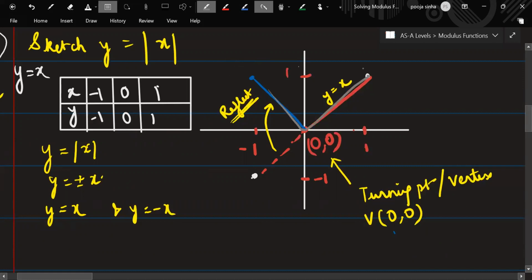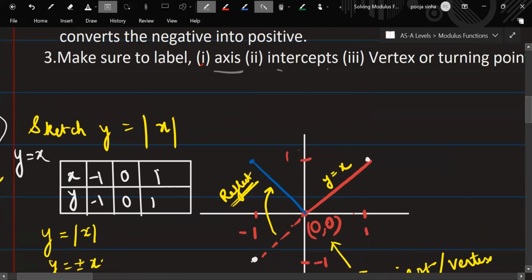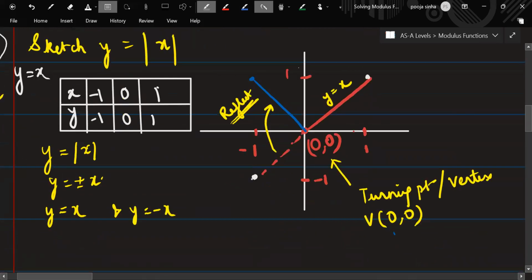Done. That's it. And what all do we have to label? In labeling, you have to label 3 things: the axis, intercepts, and the vertex. So this is your turning point, that is your vertex. Vertex kahan par hai? 0, 0. So ye hona chahiye. Turning point here is the minimum point, and it's also the vertex. The vertex is the same as the turning point. So in this case, the vertex is coming at 0, 0.